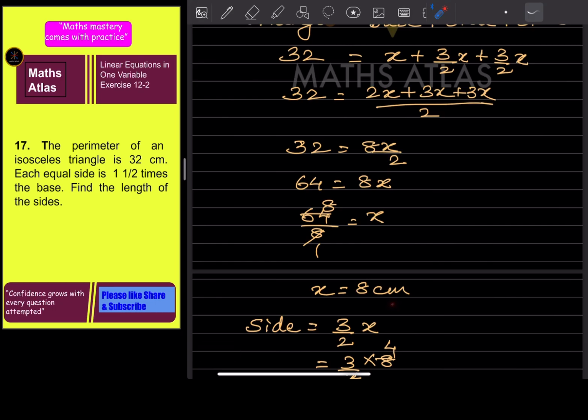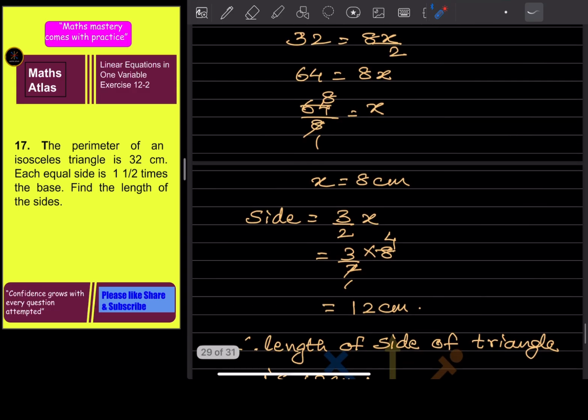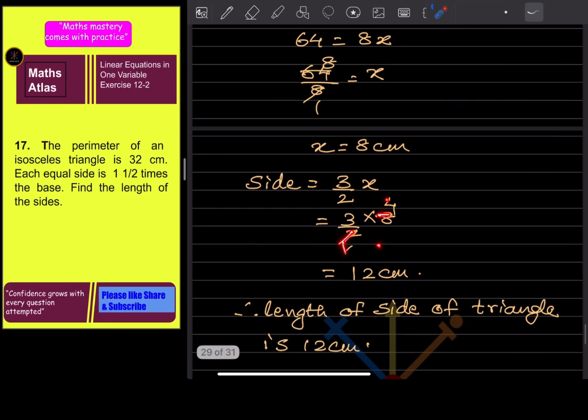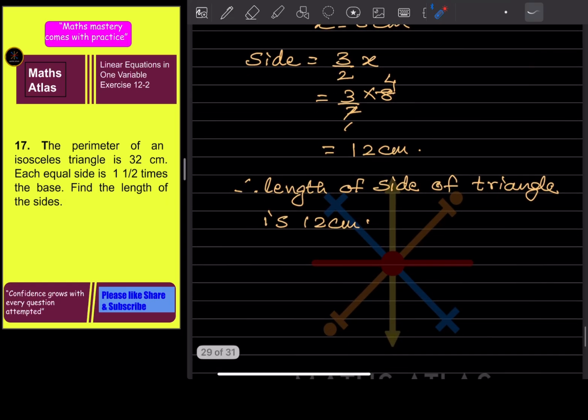Now we want the length of the sides. The side we have considered as 3 by 2x. So 3 by 2 and x is 8, so this is going to be 12 centimeters. So the length of the side of the triangle is 12 centimeters.